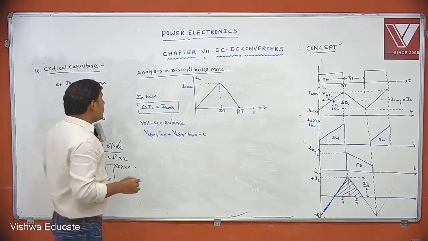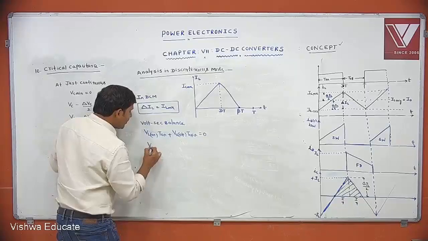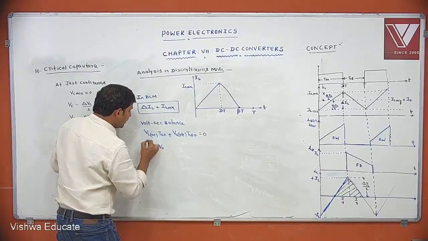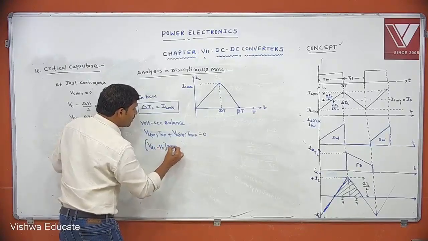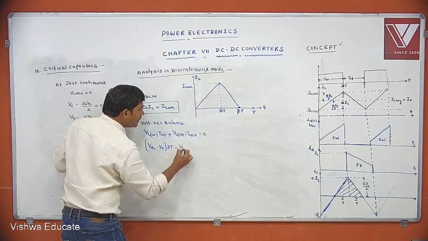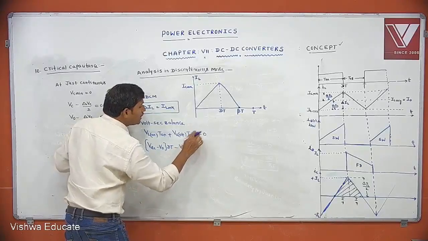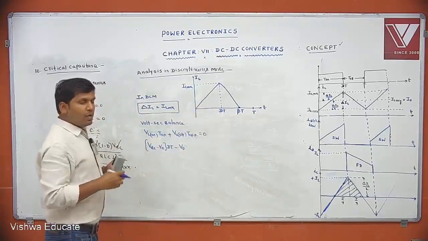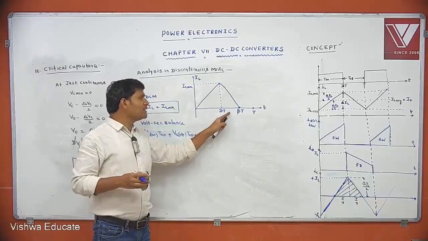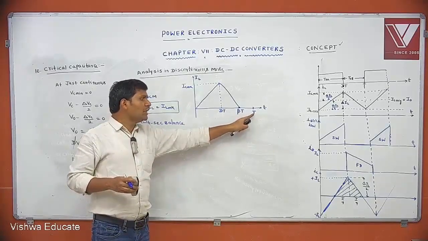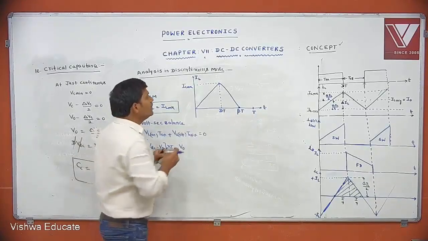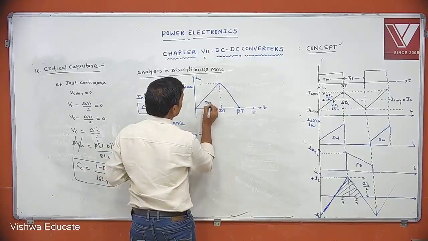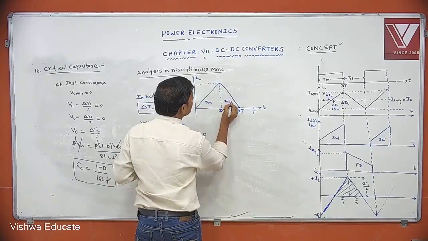Okay, tell me, what is VL on? VDC minus V0. T on is nothing but dT. What is VL off? Minus V0. But T off is not 1 minus d into T. Why is T off not 1 minus d into T? If you take up to T, then it is 1 minus d into T. This is T on, and this is the T off.